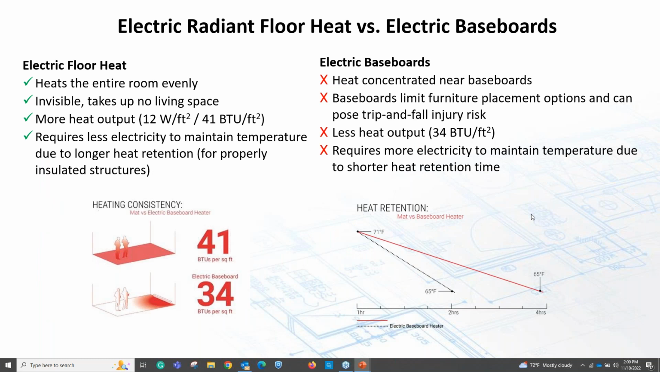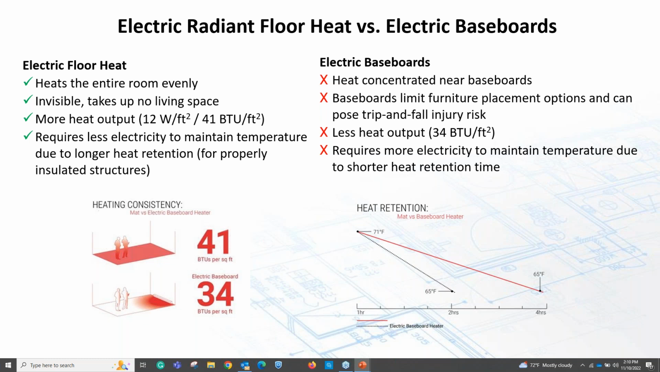So, electric radiant heat versus electric baseboard heat. This gives you an example of how you get a monolithic feel of heat throughout the room. If you look at the picture there, you can see that radiant floor heating heats the whole floor and it's consistent, versus baseboard heat. It's warm over by the baseboard heat, but if you stand across the room 10, 15 feet away, it's cool. It's a much different feel.